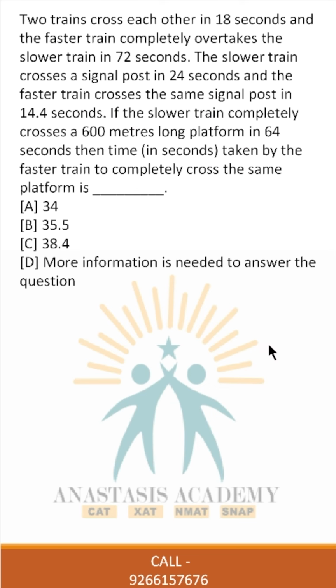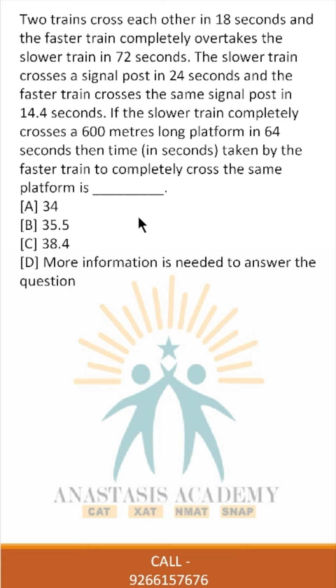Two trains cross each other in 18 seconds. The faster train completely overtakes the slower train in 72 seconds. This is a very interesting piece of information because in either case the distance is identical. In both cases, the distance to be travelled is the sum of the lengths of the two trains.